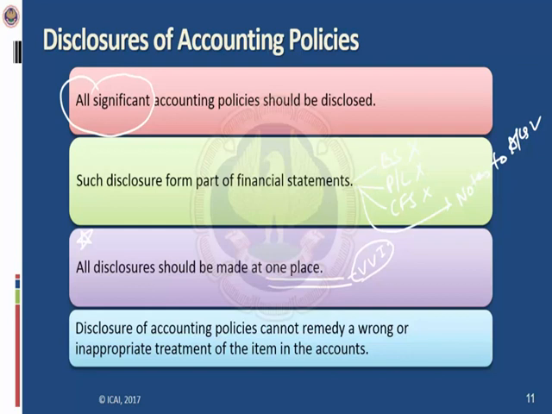So these are the four disclosures. All significant accounting policies should be disclosed. Such disclosure should be in the notes to accounts of the financial statement. All disclosure should be made at one place. It should not be scattered. It should be at one place, and the disclosure cannot remedy a wrong or inappropriate treatment.